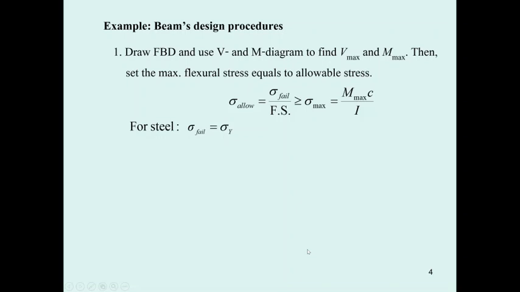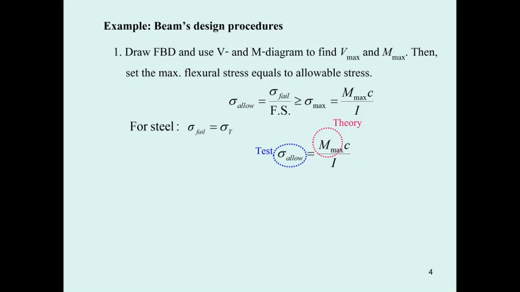In the design procedure also, we do the shear diagram and moment diagram, and then we get the Vmax, and then we have the Mmax. We use the Mmax to find the flexural stress. The flexural stress must be equal to or less than the allowable stress. The maximum stress comes from the theory. The Mmax comes from the theory. However, the allowable stress does come from the test. Most of the time, the allowable stress is the yielding stress of the steel divided by a factor of safety of 2.